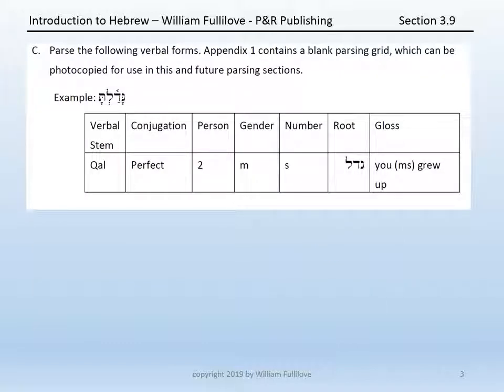Exercise C then begins the process that will consume much of your learning of Hebrew: parsing verbs. Parsing a verb, remember, is giving all the necessary grammatical information to translate that word correctly. So with our example, we have gadalta. Now, at this point in your parsing knowledge, the only verbal form you know is the qal perfect. So we begin by saying qal perfect, and now we need to figure out the person, gender, number, root, and then the gloss, the way we would translate the word.